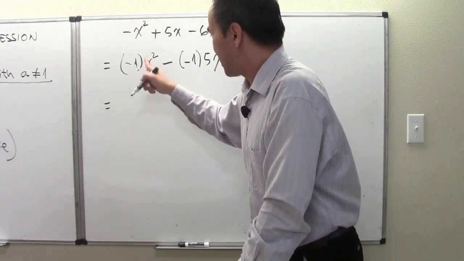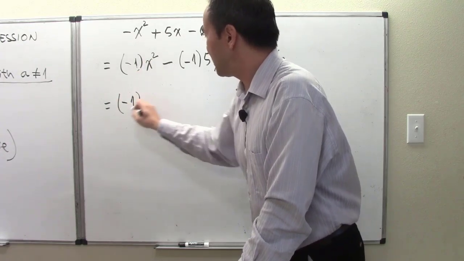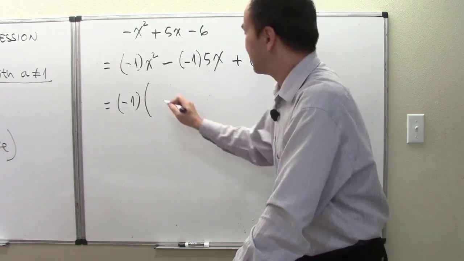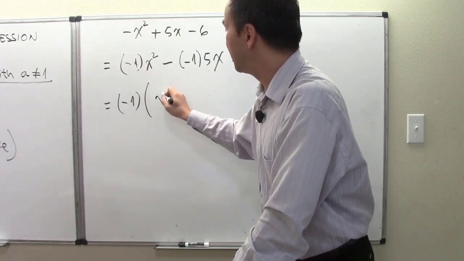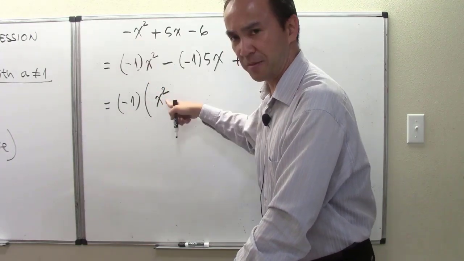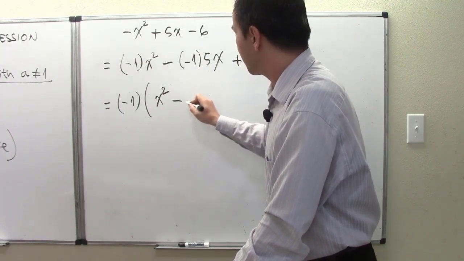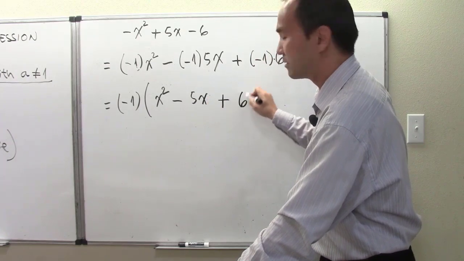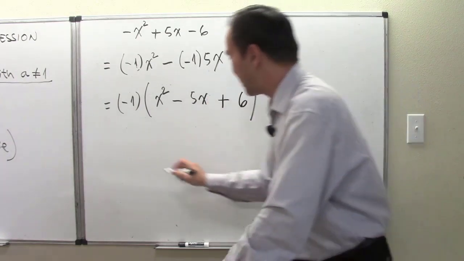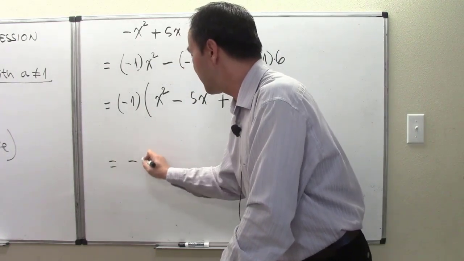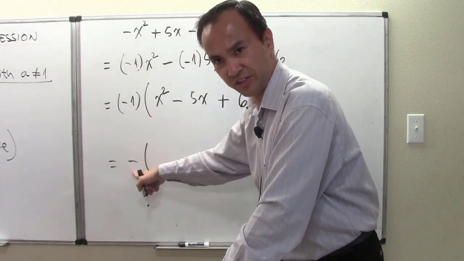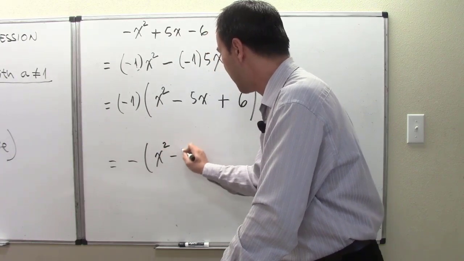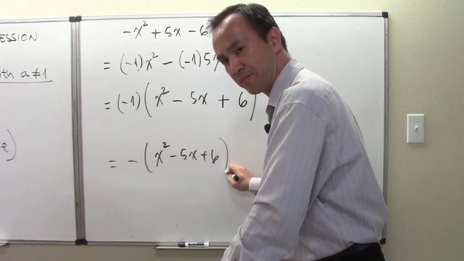So that common factor now becomes negative 1 in front, and we've learned this technique back in our earlier lessons. So now the first term in the parentheses here becomes just x, positive sign, and then minus 5x, and then plus 6. A better way of writing it: the negative 1 times, we simply write it as a minus outside of the parentheses, x squared minus 5x plus 6, okay?